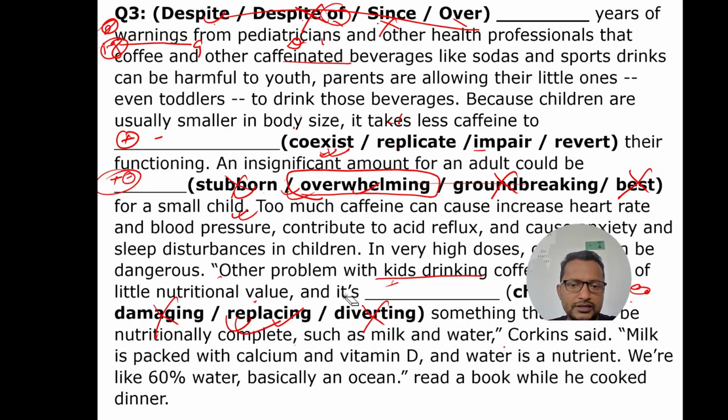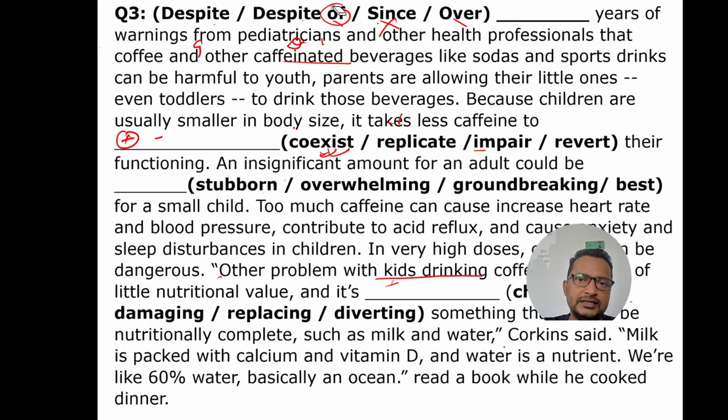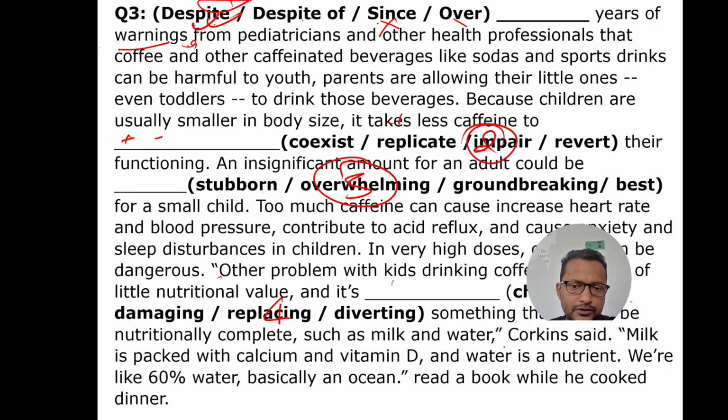So now see, this is what you need to do: read the context and understand it. Although the grammar will work, the key is you need to understand the context. Despite will come, because if you are using the grammar concept, the ing form of verb, or gerund form, is there. So the correct option is despite, here 1, and then impair, it is 2, and then overwhelming, it is 3, and then replacing, it is 4.